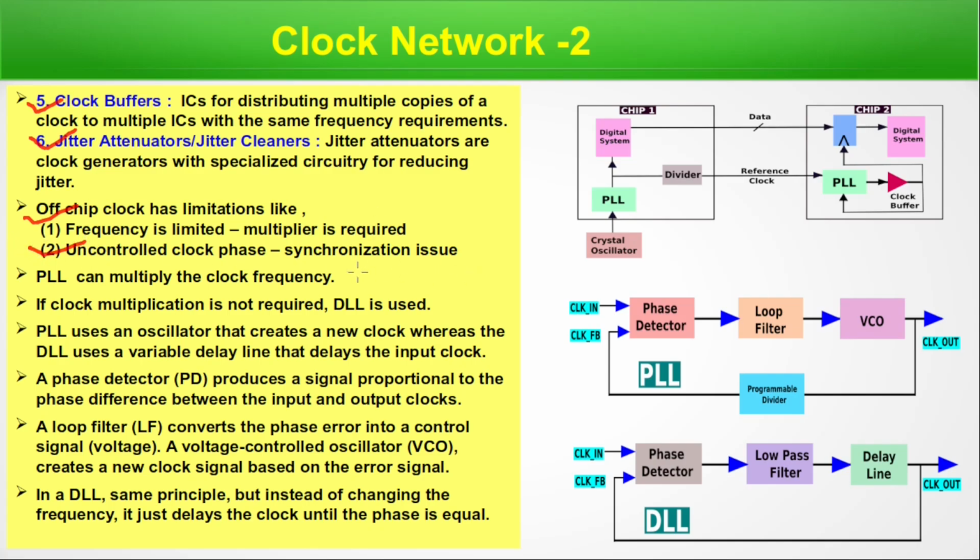and uncontrolled clock phase. Synchronization issue is there. Now, PLL, which is an on-chip that can multiply the clock frequency. If clock multiplication is not required, DLL or delay locked loop is used. So, this diagram is crystal oscillator, it's going to chip 1, PLL, digital system.